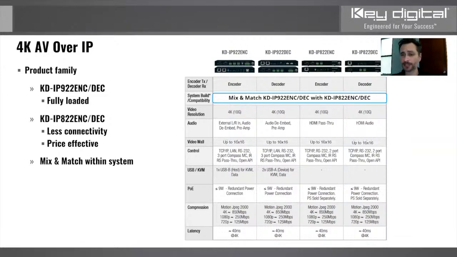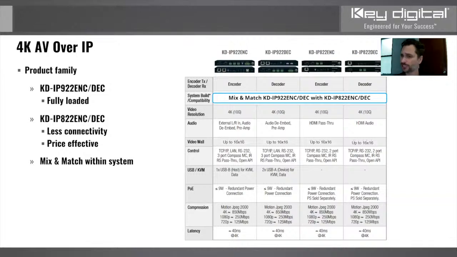And then what happened was, as does happen when you're a manufacturer, people said, hey, I love these products, but if we could get the price down more, then I can sell more. And so shortly later, we introduced the IP822s. They have less connectivity, making them about 2/3 the cost of the IP922s, but you can mix and match within the same system. They're intercompatible. So you can truly optimize your system.